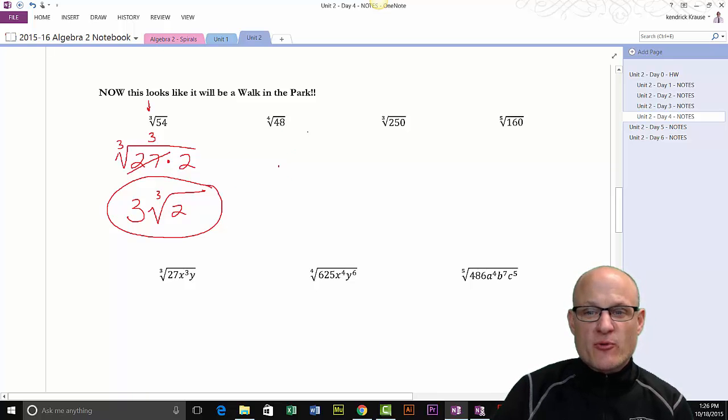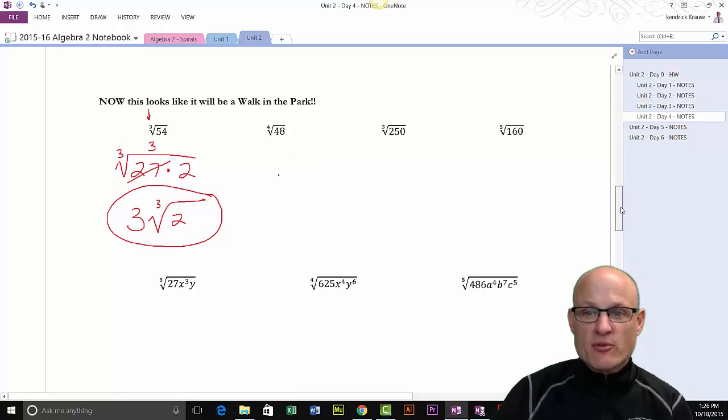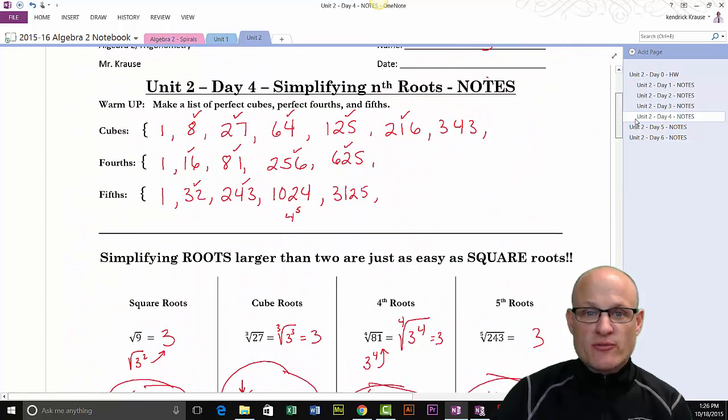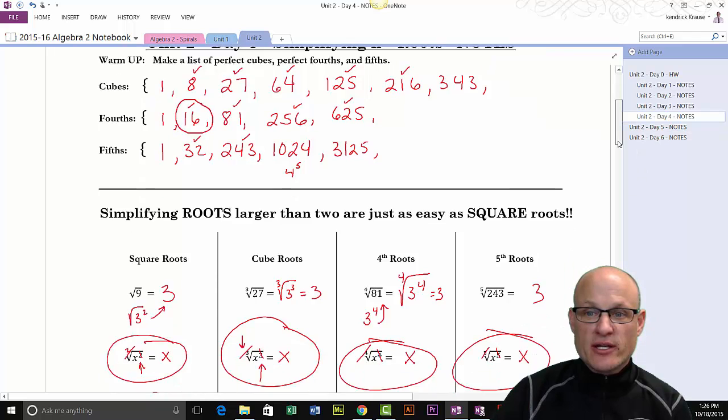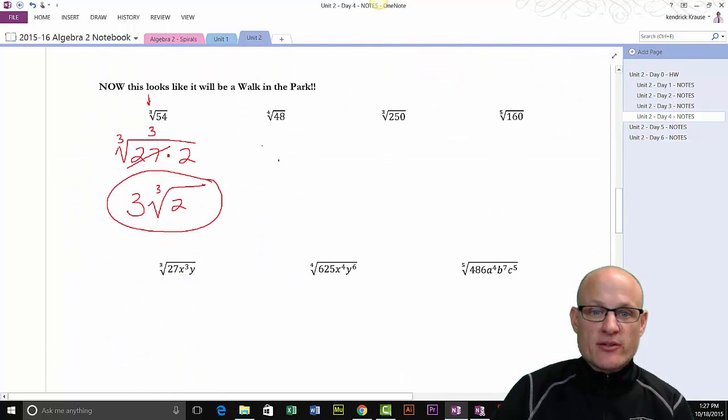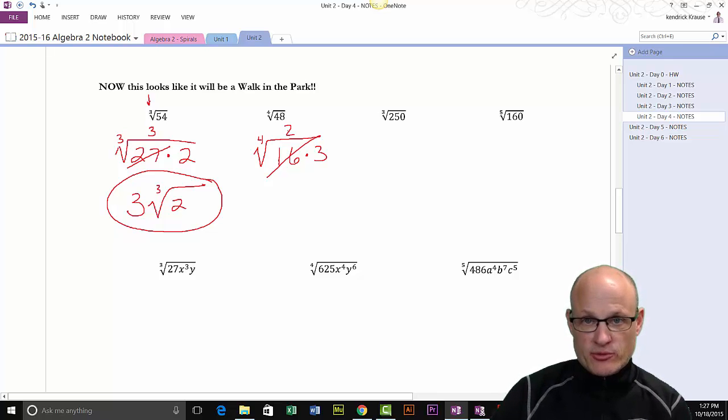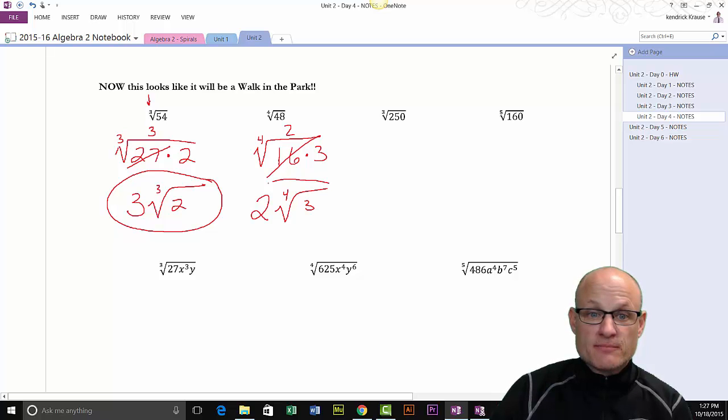Now the fourth root of 48. So I've got to find a number in my group of fourths that goes into 48. And I know it's hard to remember, but remember 16 goes into 48. It's that weird one. So we're going to rewrite the fourth root of 48 as 16 times 3. Well, the fourth root of 16 is 2. 2 times 2 times 2 times 2 is 16. So this answer becomes 2 fourth roots of 3.